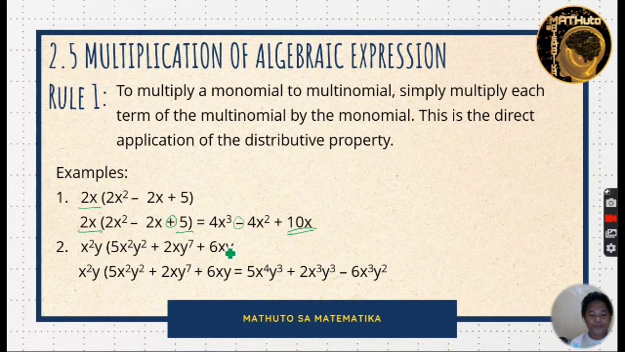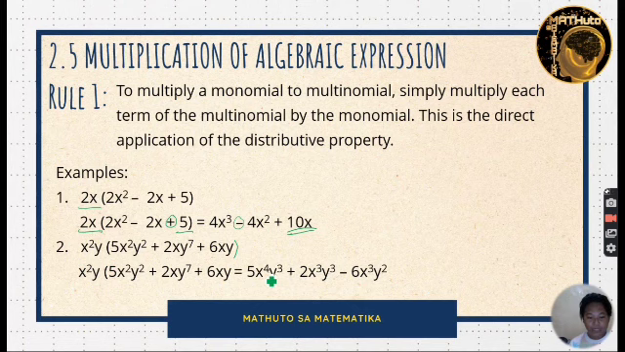Next example po, may parentheses po dyan. X squared y times the quantity 5x squared y squared plus 2xy to the 7th power plus 6xy. So, distribute po natin. X squared y times 5x squared y squared. We have 5 x to the 4th y cubed. Since 2 plus 2 is 4, 1 plus 2 is 3. Next po, 2xy to the 7th power times x squared y.